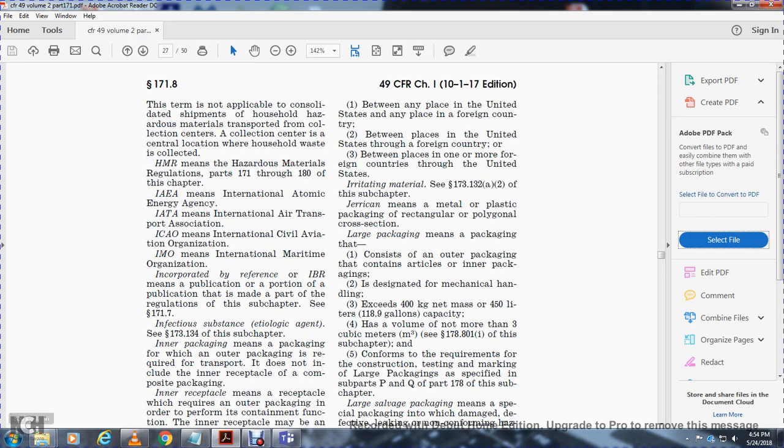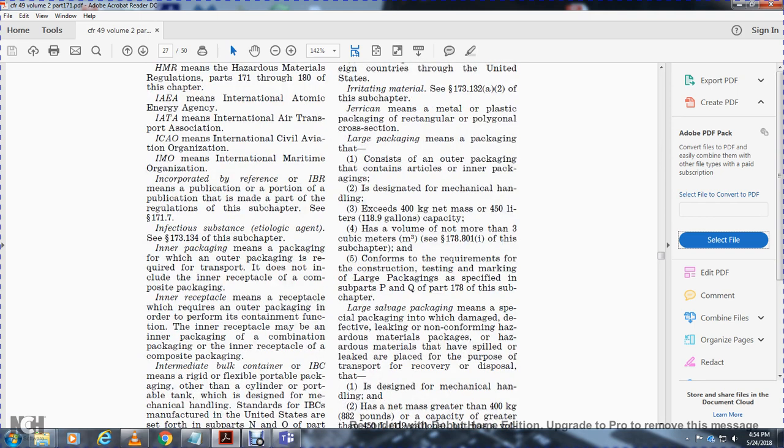Inner packaging means a packaging for which an outer packaging is required for transportation; it does not include the inner receptacle of a composite packaging. Inner receptacle means a receptacle that requires an outer packaging in order to perform its containment function. An inner receptacle may be the inner packaging of a combination packaging or the inner receptacle of a composite packaging.